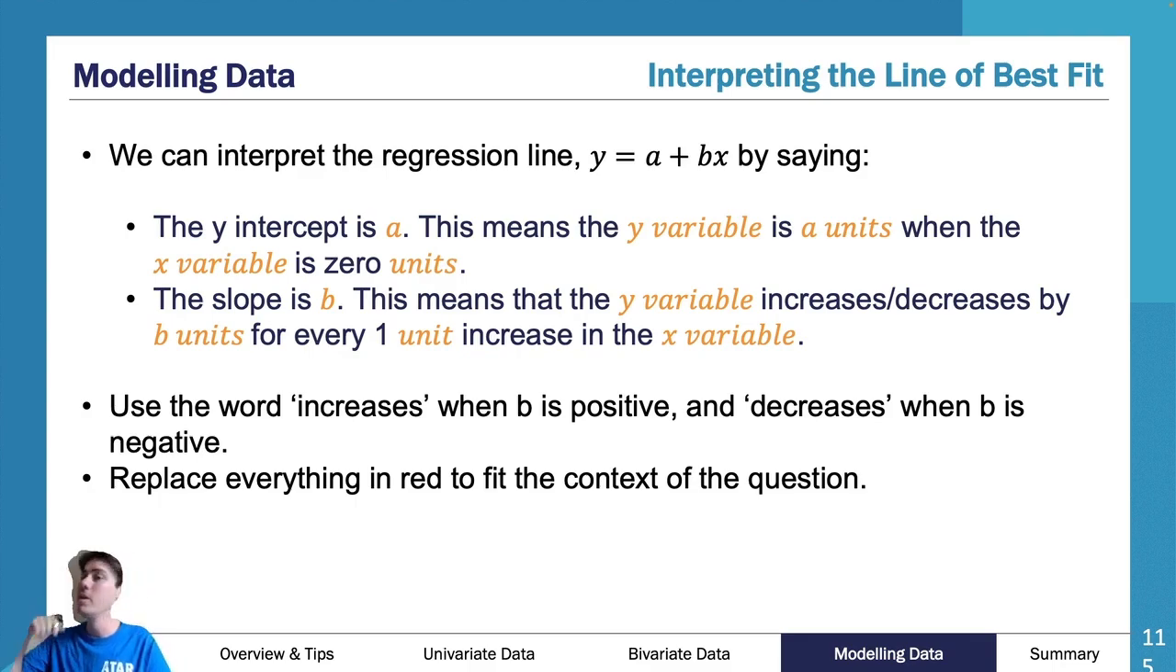So using the word increases when b is positive and decreases when b is negative, replace everything in, well, it's orange, not red, to fit the context of the question. So it's really important that you change everything here that's a different color to fit the context of the question.